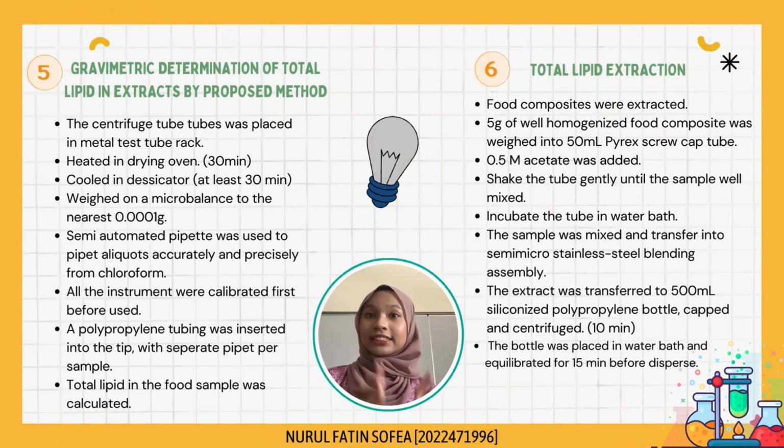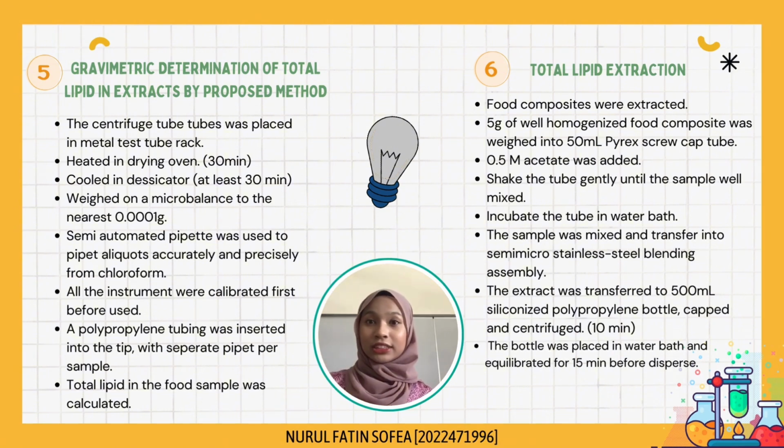The next method is the gravimetric determination of total lipid in the extract by the proposed method. The centrifuge tubes with labeled sample numbers are placed in a metal test tube rack. Then they will be heated in a drying oven for 30 minutes. The test tubes will be cooled in a desiccator and weighed on a microbalance. The aliquot will then be pipetted accurately from the chloroform phase. All the instruments for operation of the pipette were calibrated first before use. A polypropylene tube plug was also used to prevent the entry of food sediment or aqueous methanol.